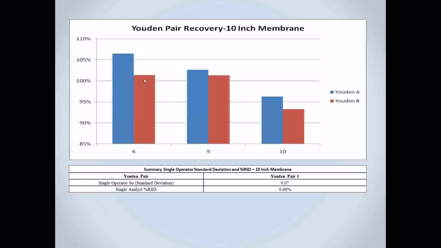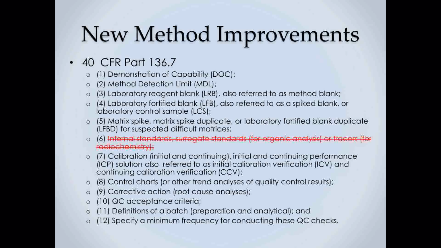All right, so let's talk about the method now. So here's the thing, 40 CFR part 136.7. What's in that section was in the memo Dick Redding wrote in 2007. So it's not new. We just made sure that in this new method, we meet all the requirements here except for number 6. We don't have any internal standards or any surrogate standards or tracers. So everything else was met in the method.